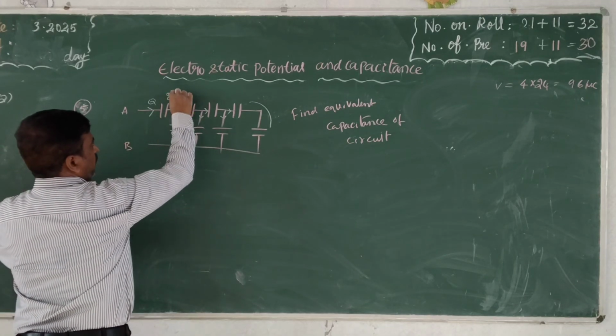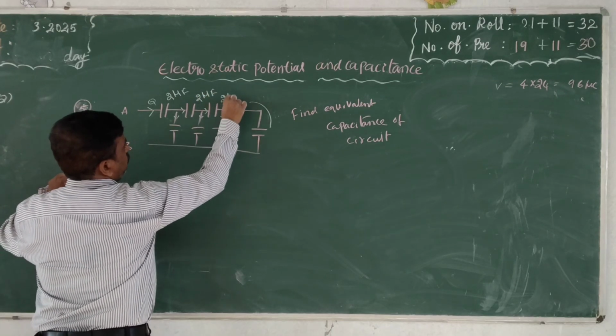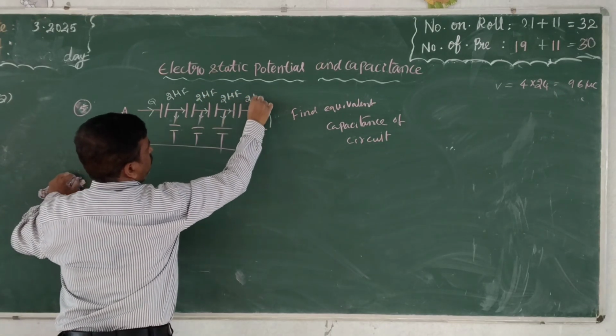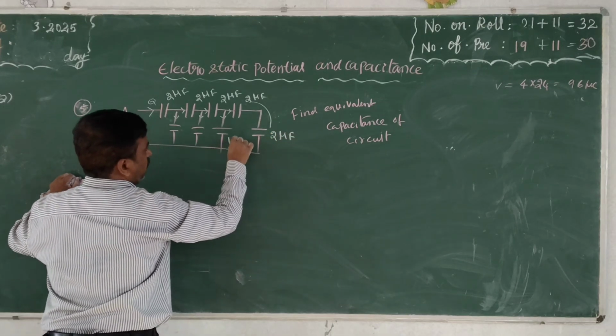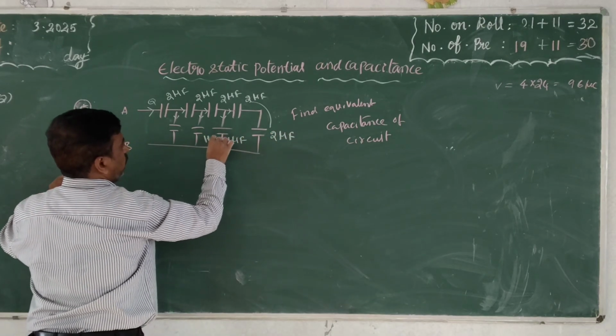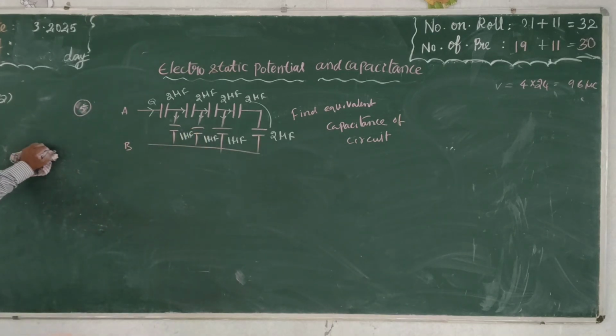It is 2 microfarads. It is also 2 microfarads, 2 microfarads, 2 microfarads, 2 microfarads. It is 1 microfarad, 1 microfarad, 1 microfarad. This is the problem. We want to find the equivalent capacitance of the given circuit.